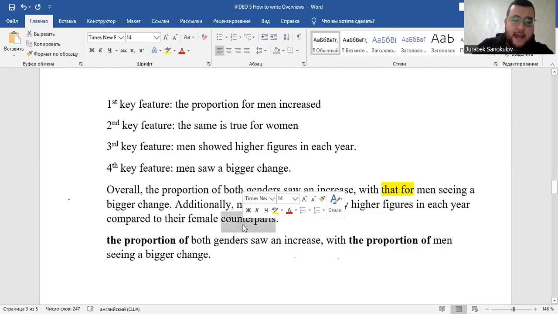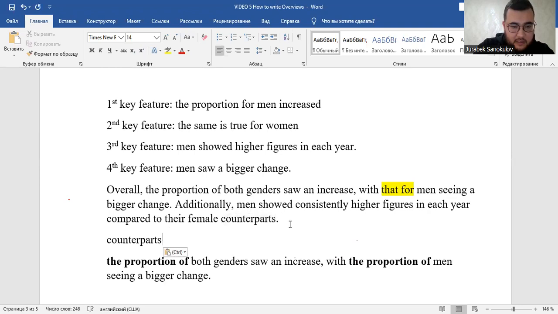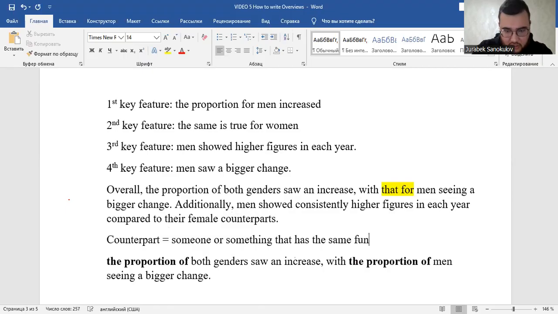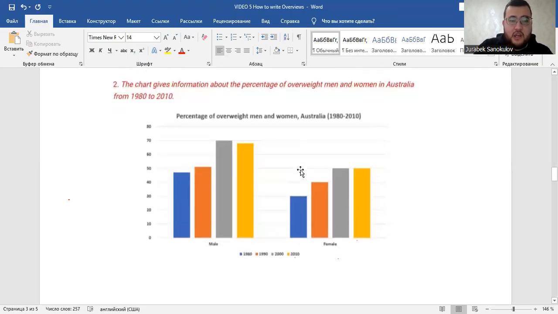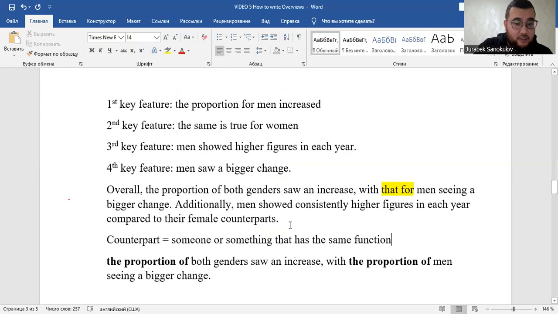So what does counterparts mean? The word counterpart basically means someone or something that has the same function. So here we're describing males and females in the same category. It means that they are counterparts to each other. They have the same function in this graph. So that's why I use the word counterparts.